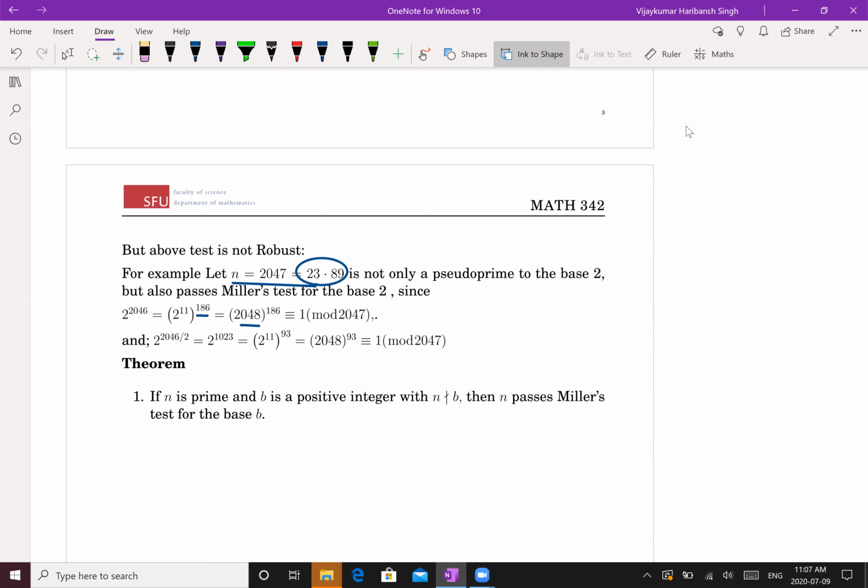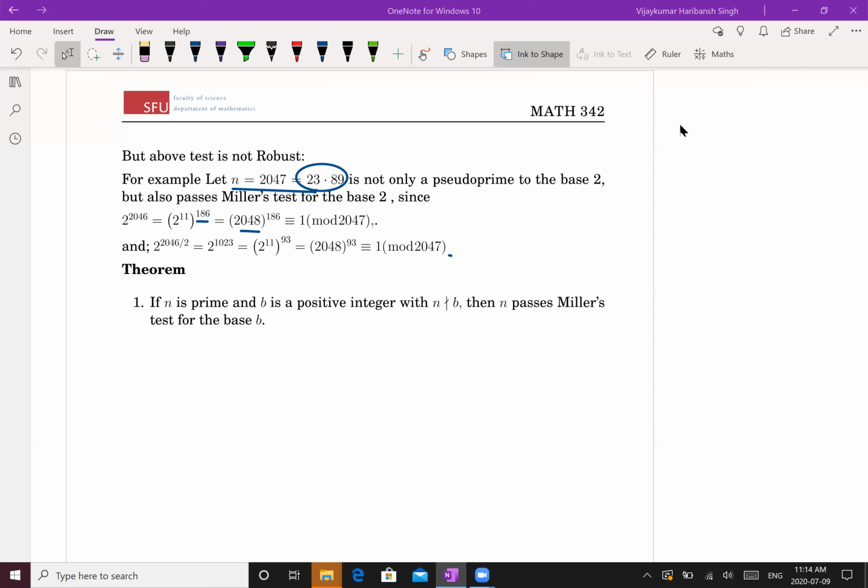Not only that, continue the halving process. So we have 2 to the power 2046 by 2, which is the same as 2 to the power 1023, which is 2 to the power 11 to the power 93. That is congruent to 1 mod 2047. So it passes the Miller's test for base 2, but it is still a pseudo-prime. Okay. So then the question is, well, shall we discard this idea completely? Or what if we check for sufficiently many bases whether the given number passes the Miller's test or not?